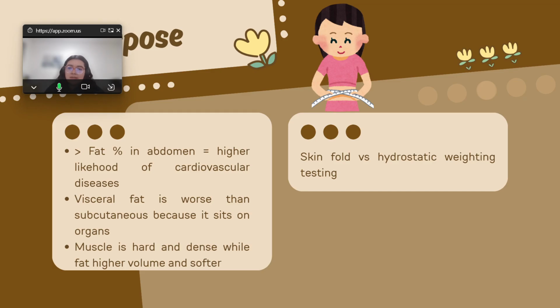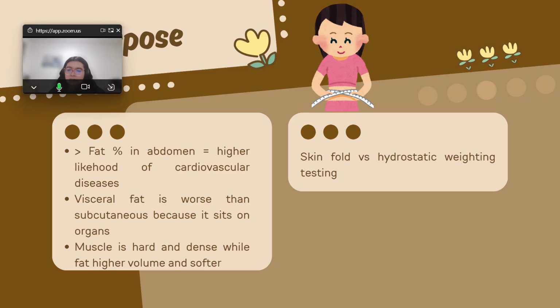The reason that we do it is because we want to test the percentage in our abdomen. The higher it is, the higher the likelihood of cardiovascular diseases. It is proven that visceral fat is far worse than subcutaneous fat because it sits on our organs, and it means that we're at a higher likelihood for cardiovascular related diseases and conditions.